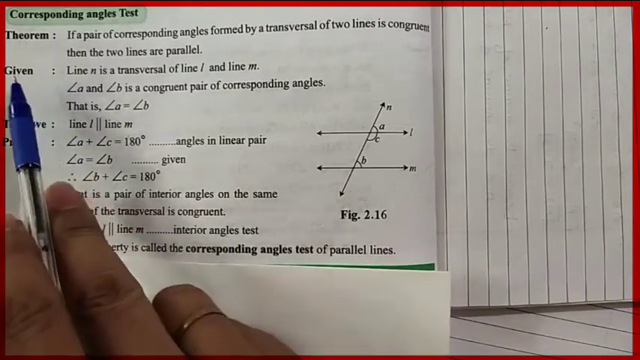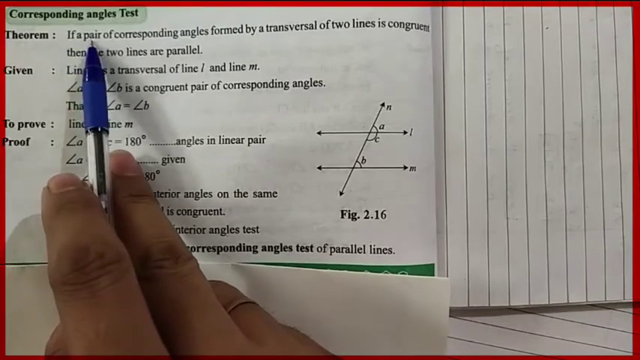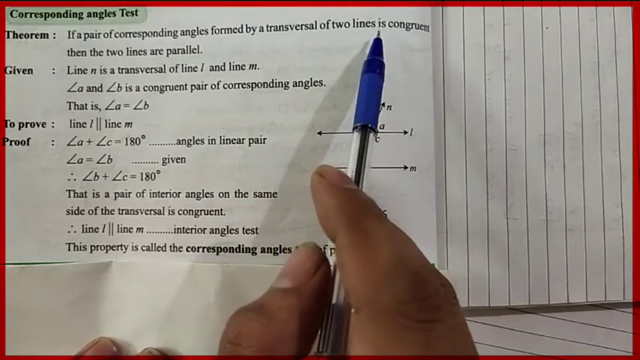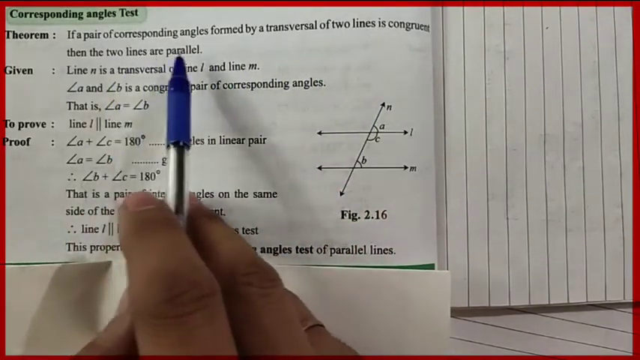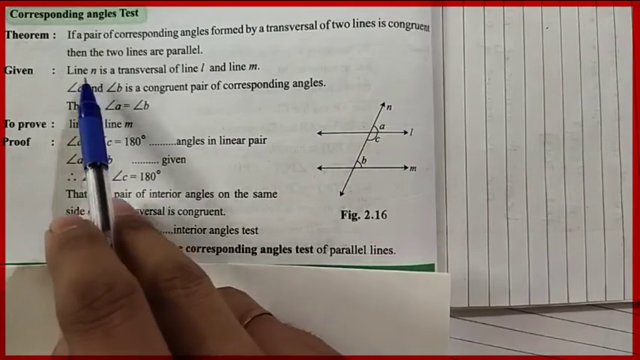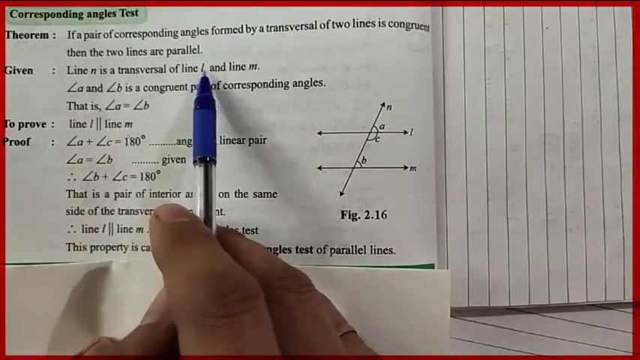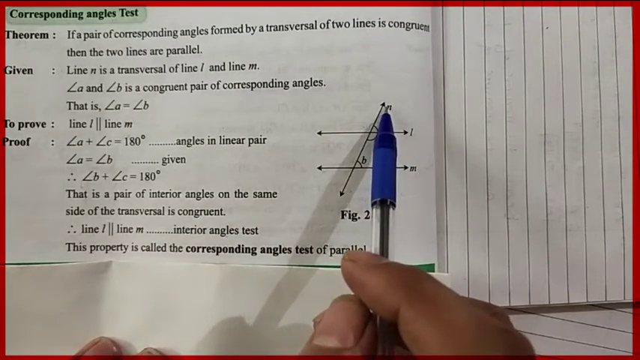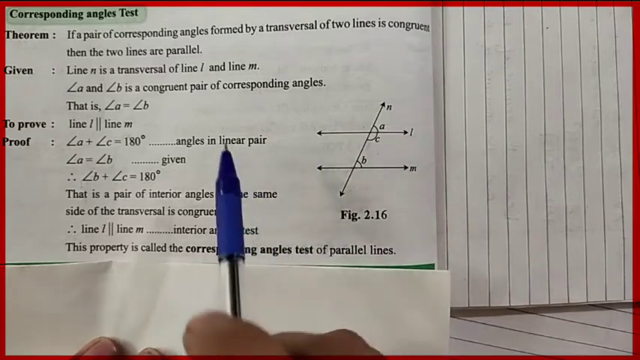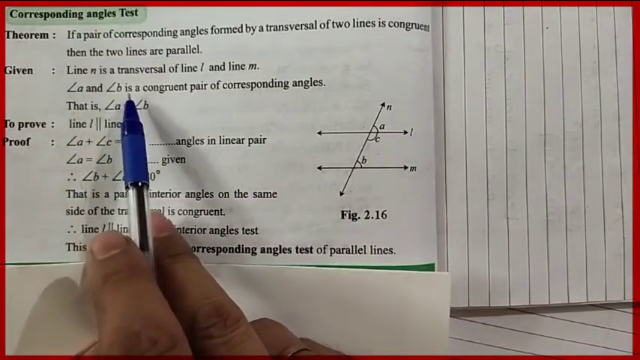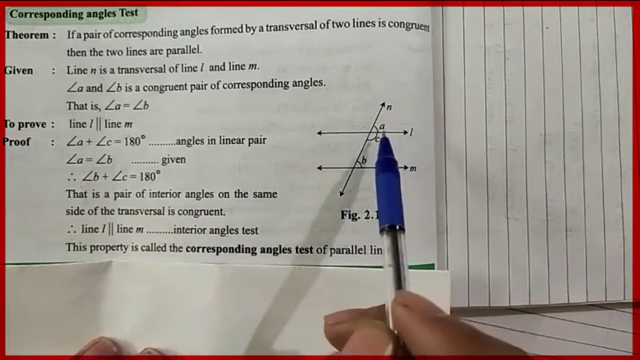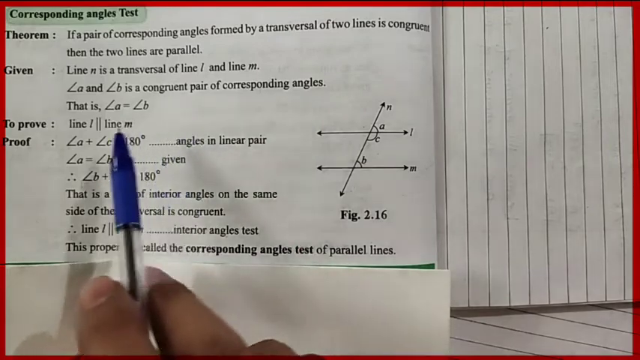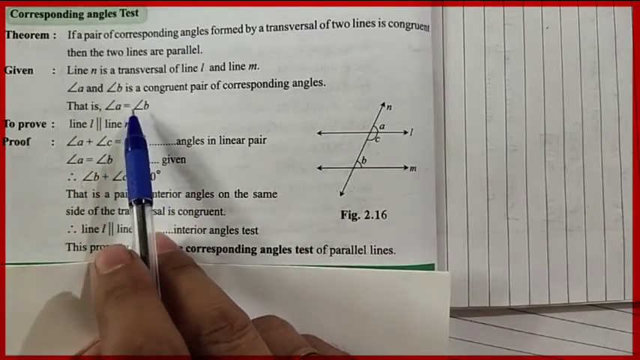The statement of the theorem is: if a pair of corresponding angles formed by a transversal of two lines is congruent, then the two lines are parallel, that we have to prove. Line N is a transversal of lines M and L. So we have drawn two lines and N is the transversal for both. Angle A and angle B are congruent by the corresponding angles test, that is, angle A equals angle B.